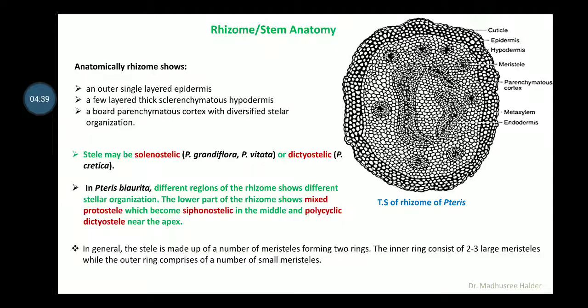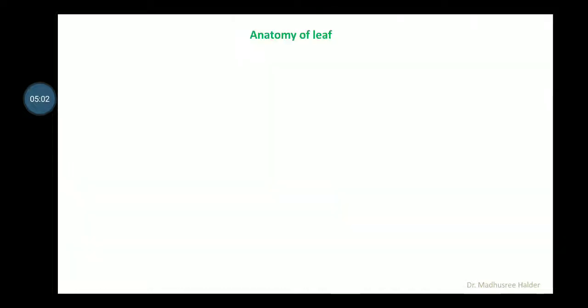In general, the stele is made up of a number of meristeles forming two rings. The innermost ring consists of 2 to 3 large meristeles, while the outer ring comprises a number of small meristeles. Each meristele has a band or plate-like metaxylem surrounded by its endodermis.